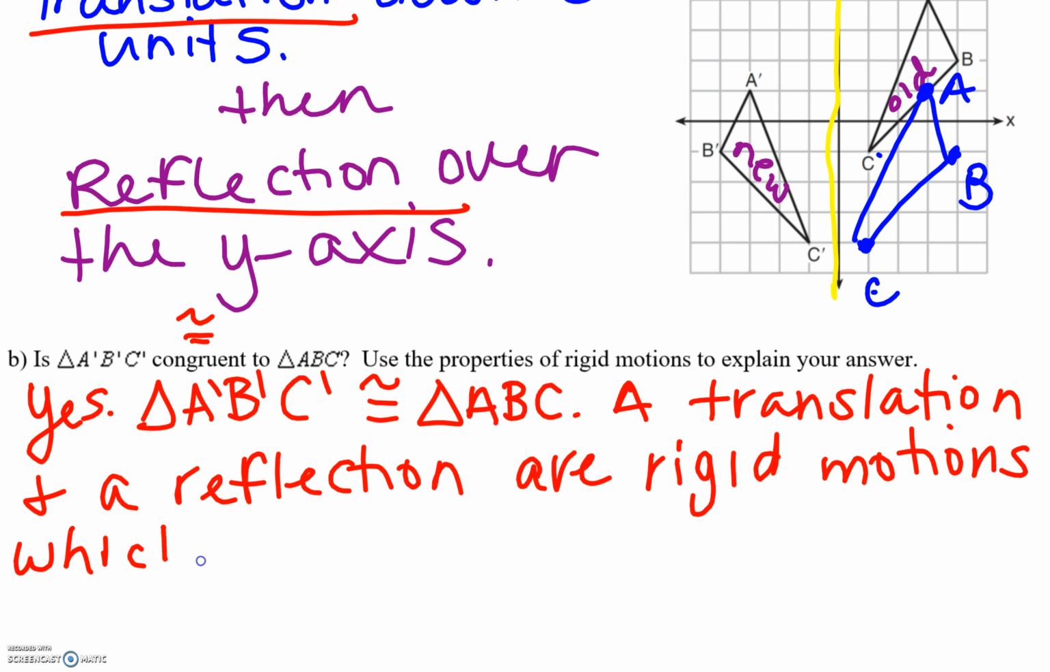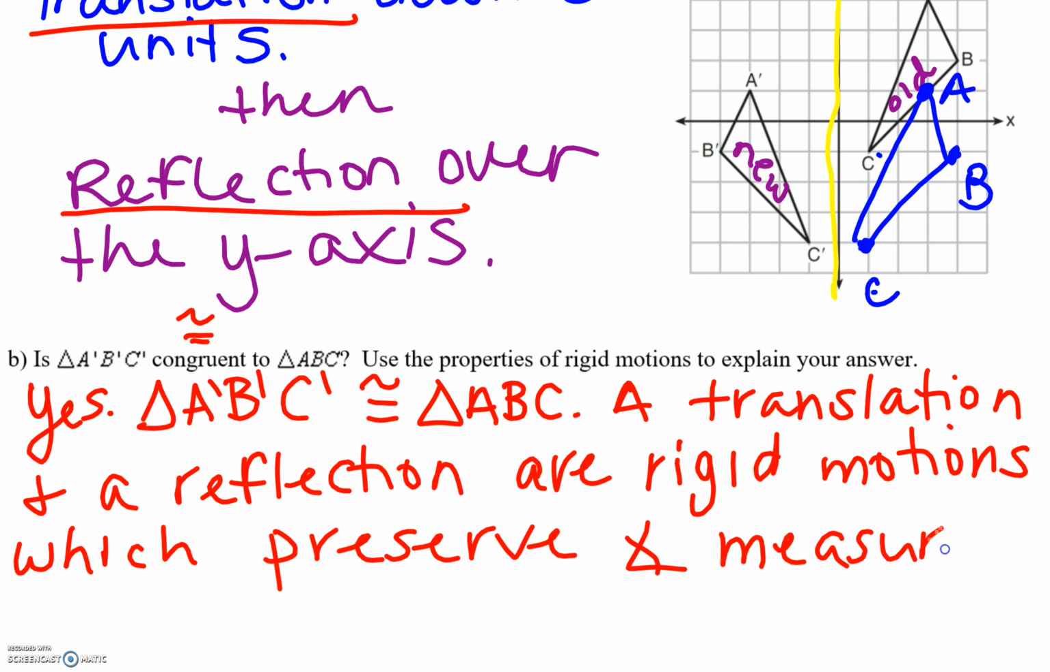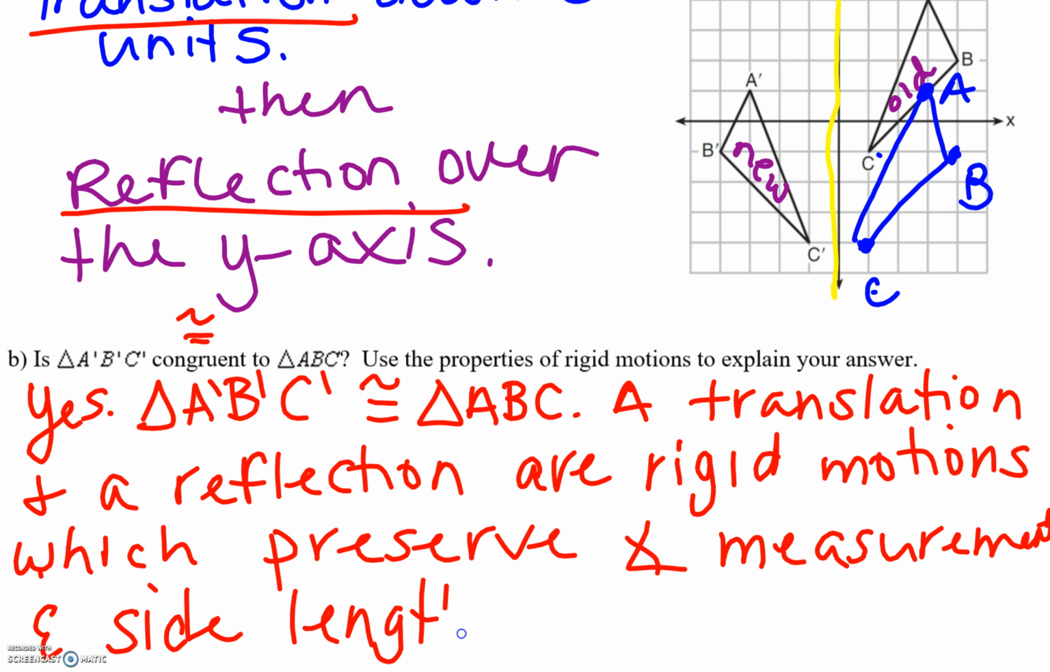which preserve angle measurement and side length, or you could write distance.